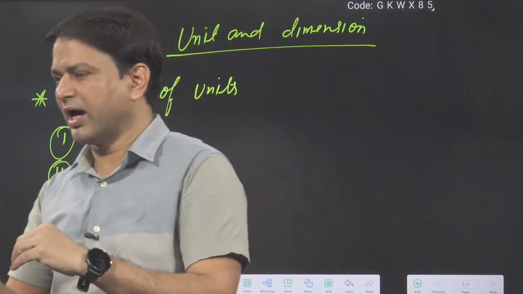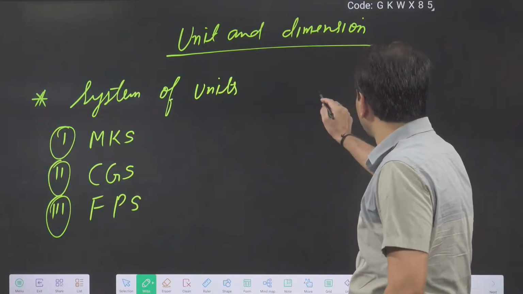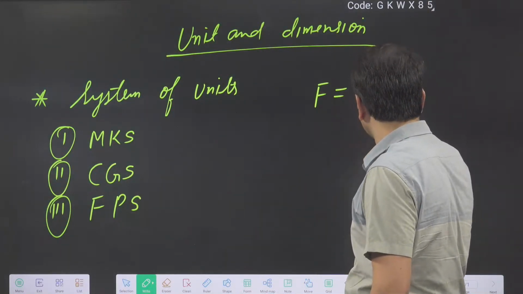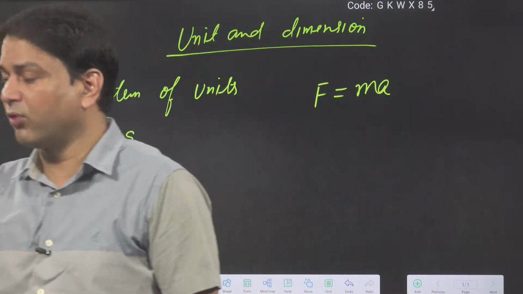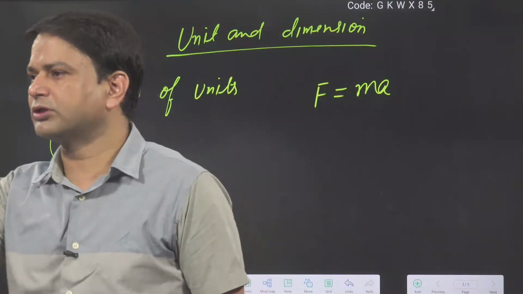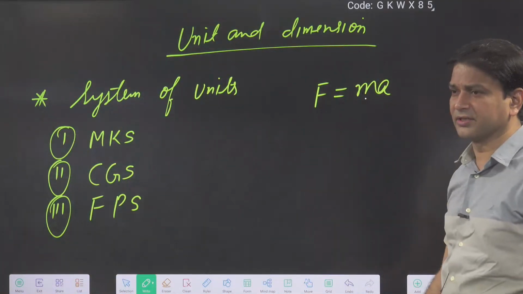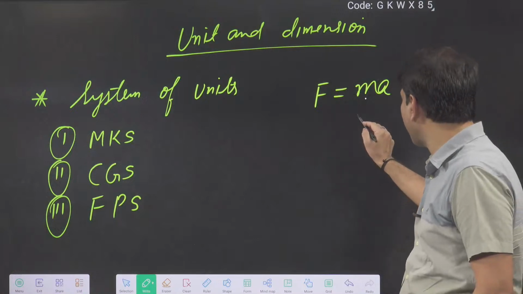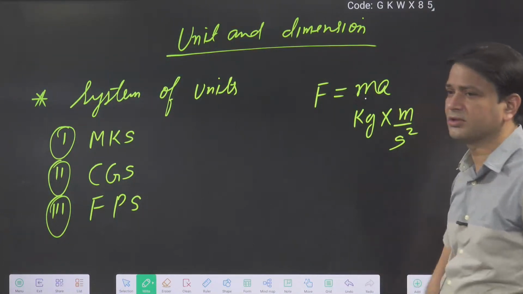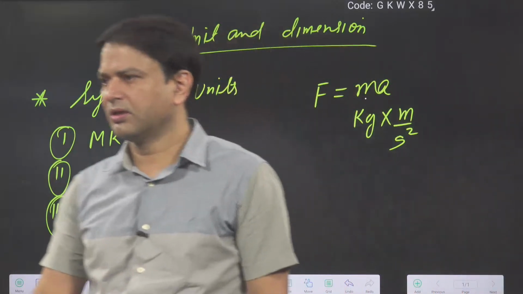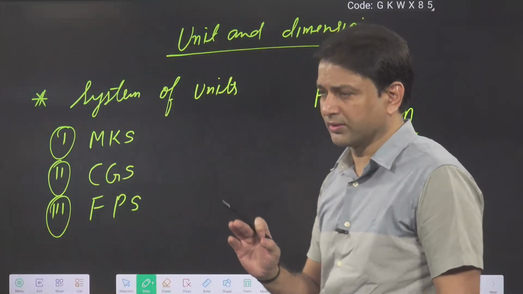But suppose I want the force. The basic formula of force everybody knows: F is equal to ma. Suppose I want to find the unit of force. The basic formula is F equals ma, where m is the mass and a is the acceleration. Mass I can write in kg. The acceleration unit is meter per second square. So what is the MKS unit of force? Kg meter per second square.